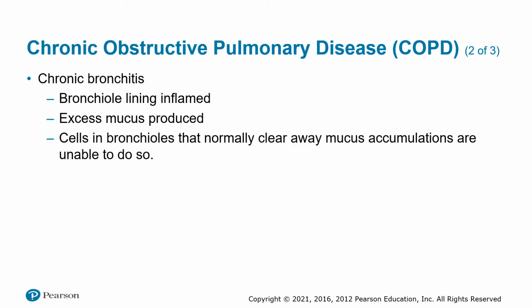Chronic bronchitis is when the bronchial lining is inflamed. Excess mucus is produced, and in the bronchioles, where the cells are normally clear, we get these mucus accumulations.